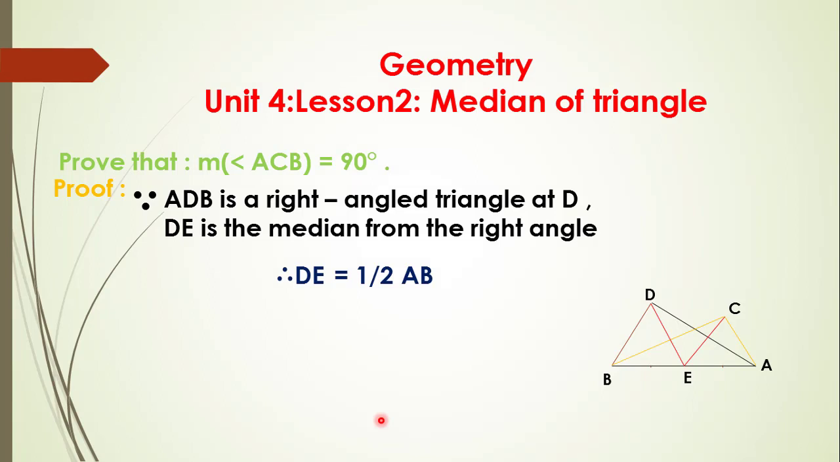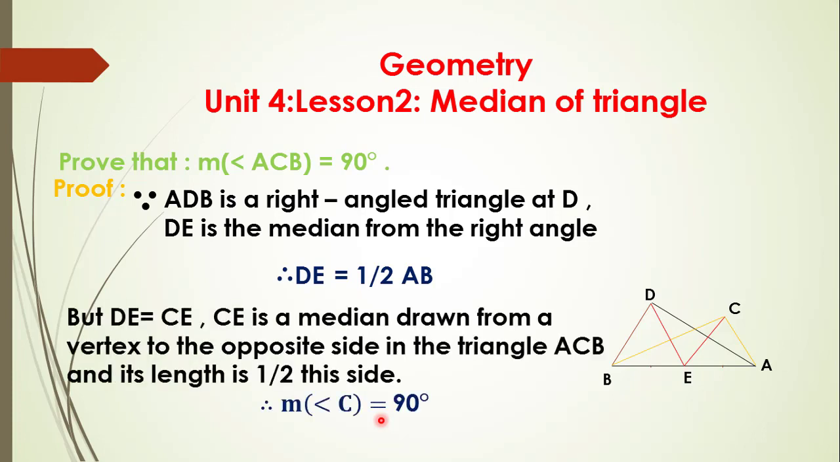Let's continue. Let's move to the triangle ACB. We know that DE equals CE. DE equals EC. So CE is a median drawn from a vertex to the opposite side in triangle ACB, and the length of CE is half the hypotenuse. What does it mean? It means that C is a right angle and the triangle ACB is a right angle triangle.